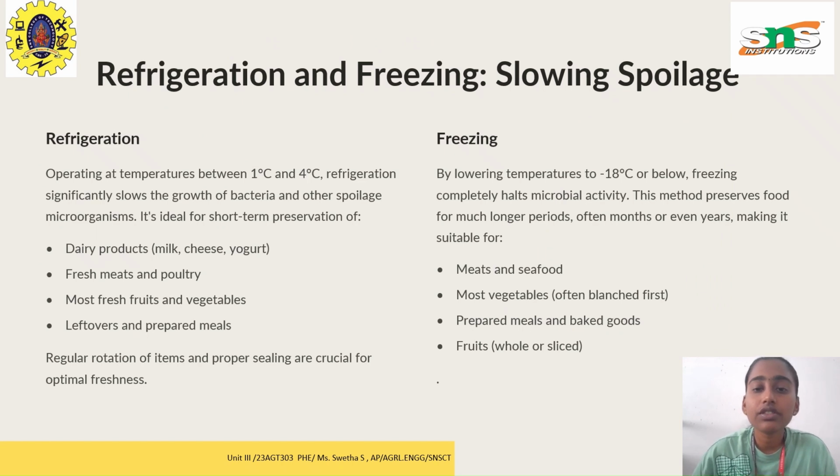Refrigeration and freezing also help to prevent spoilage in foods. Refrigeration, operating at a temperature generally between 1 degree Celsius and 4 degrees Celsius, helps to reduce microbial growth, and it is used for dairy products, fresh meats and poultry, most fresh fruits and vegetables, and leftovers and prepared meals. Freezing is generally done at a temperature of minus 18 degrees Celsius or below. It inhibits the activity of microbial growth, and we generally use it for meats, prepared meals and fruits.